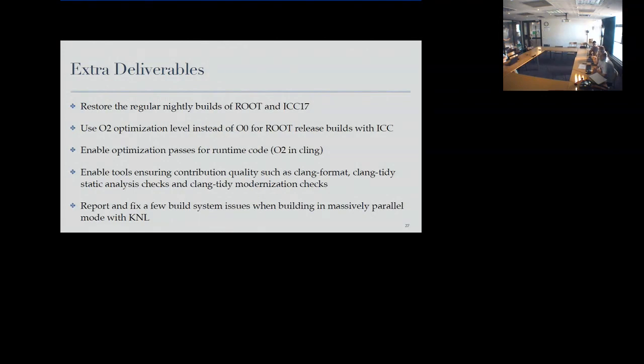We now use O2 as the optimization level for ROOT release builds by default when building with ICC. Surprisingly to me, it was set to O0 for some reason, and since I think 2009, we have been building with O0 when doing release plus asserts mode. It could be funny floating point behavior. Yeah, could be, but we can set it to be IEEE compatible, and then we can enable optimization.